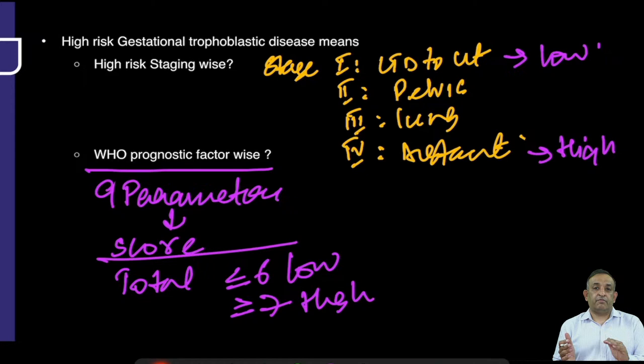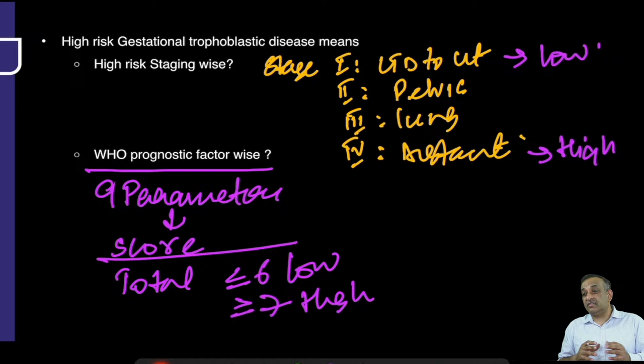What is the type of pregnancy? A molar pregnancy causing choriocarcinoma, a normal pregnancy causing choriocarcinoma, or an abortion causing choriocarcinoma. So normal pregnancy causing choriocarcinoma, worse prognosis. And the number of metastatic sites: less than 4, 4 to 8, more than 8. Metastasis to lung, it's not even mentioned in the score.